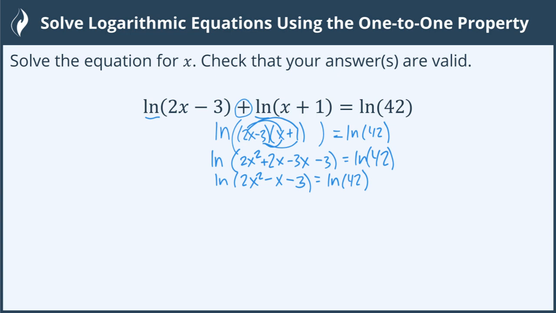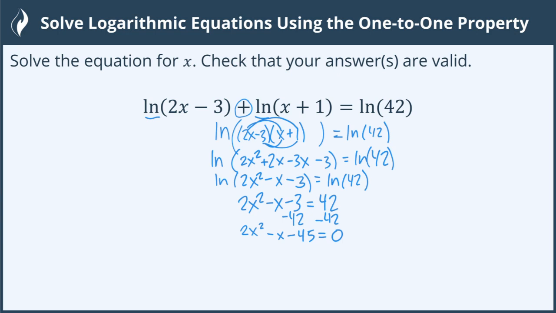Now we have one single natural log on the left, one single natural log on the right. So the one-to-one property says that the arguments must be equal. So essentially, we can say that 2x squared minus x minus 3 must be equal to 42. This is now looking like a quadratic, which I'm going to try to solve using either factoring or quadratic formula. Both require them to be set equal to 0. So let's subtract the 42 from both sides. I get 2x squared minus x minus 45 equals 0.